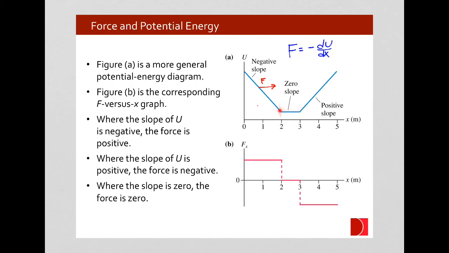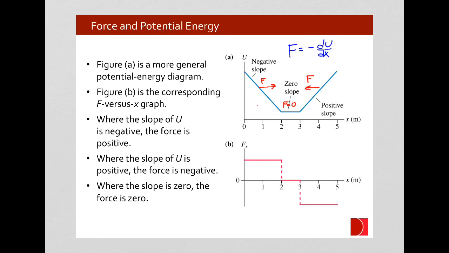When we have a horizontal segment, the slope of a horizontal line is 0, and so we'd have 0 force. In this area, there's no change in potential energy with our position, so there's no preference to be at one location compared to another, so there's no force there pushing us one way or the other. Finally, when you have a positive slope, you have a positive derivative here, and so the force would be a negative value. And so in that situation, your force would be pulling you back in.